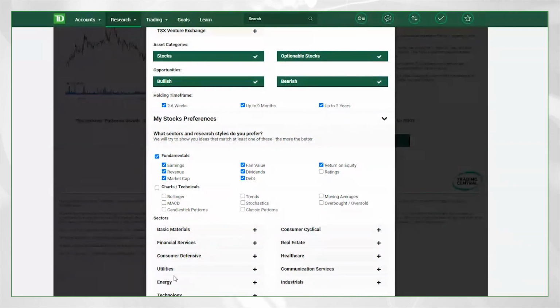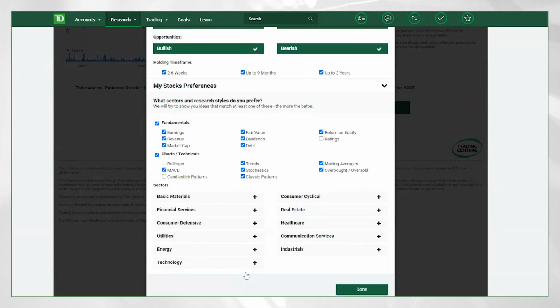You can also select the chart patterns you want. Maybe you might like something that's in a trend. Maybe you want specific candlestick patterns, classic patterns, whatever it is. I'm selecting them all here because I love them all. Stochastics for sure. Overbought, oversold. That's an oscillator. We can get into that later on.